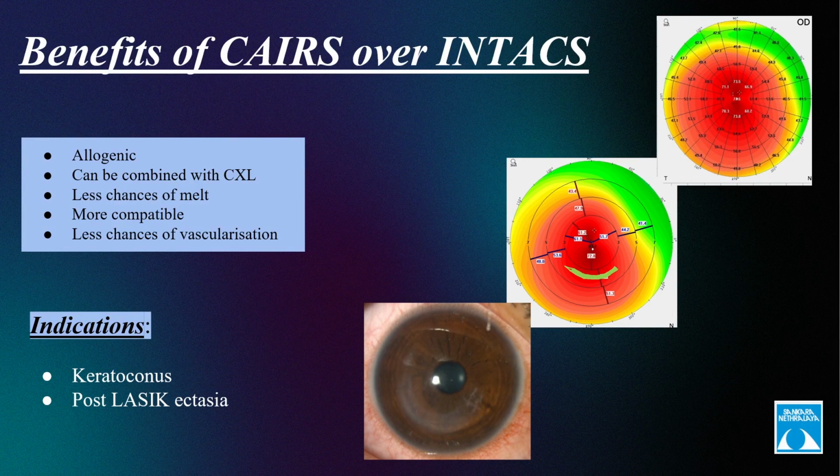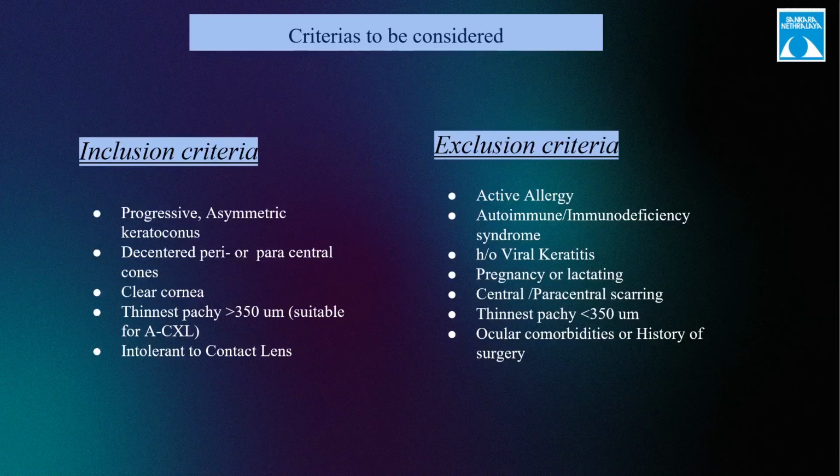What are the indications? For now, most of the surgeons practicing it worldwide are using it for keratoconus. The newly evolving one is for post-LASIK ectasia as well. What are the criteria that need to be considered? We have inclusion and exclusion criteria like for any other procedure. The inclusion criteria we have taken here are progressive and asymmetric keratoconus, a decentered, peripheral or pericentral cone, a clear cornea, thinnest pachymetry of more than 350 microns, and intolerance to contact lenses.